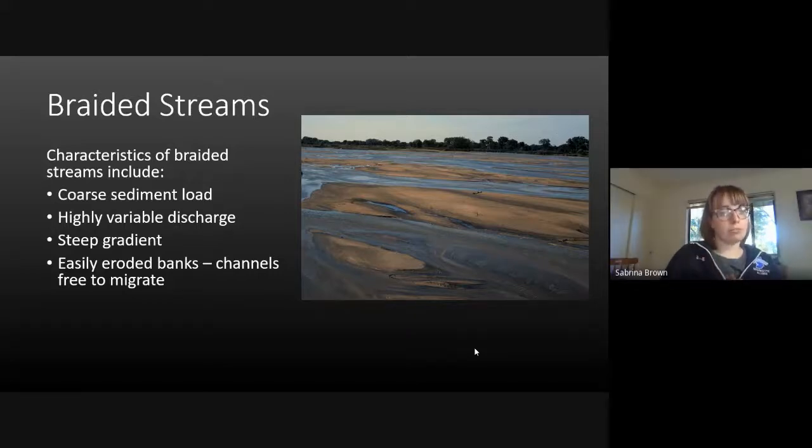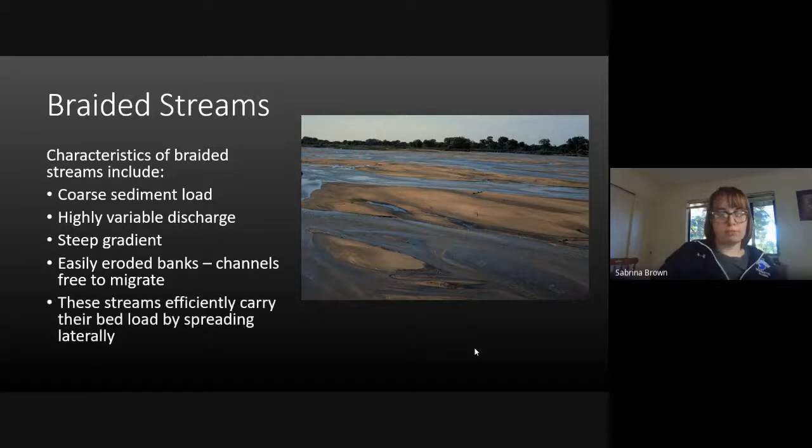And the banks of braided streams are really easy to erode. And so unlike meandering streams where they have hard to erode banks, braided streams can easily erode the banks away. And so the channels migrate and move around quite a bit. And so these streams largely have lots of bed load, and they can carry it all through spreading laterally because they can easily erode their banks, and so they're able to spread laterally.